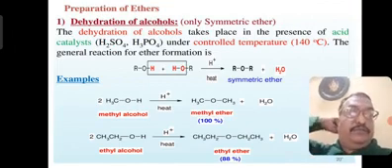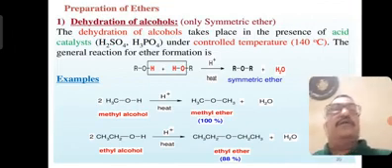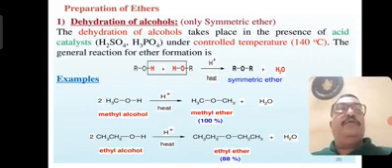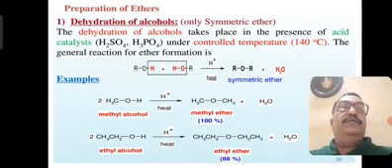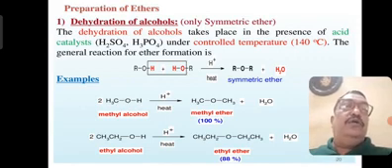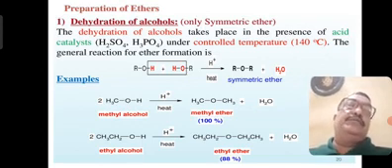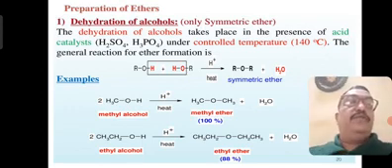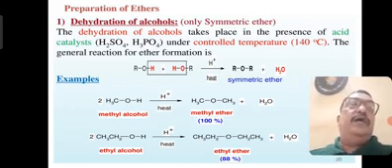So there are a few methods I have chosen to help you understand how ethers, ROR, can be prepared. First, using alcohols, that is, dehydration of alcohol. ROH is an alcohol. When two molecules of ROH are heated in the presence of concentrated sulfuric acid or phosphoric acid, what happens? OH of one molecule and H of the other molecule of alcohol will eliminate water, and you will see ROR.